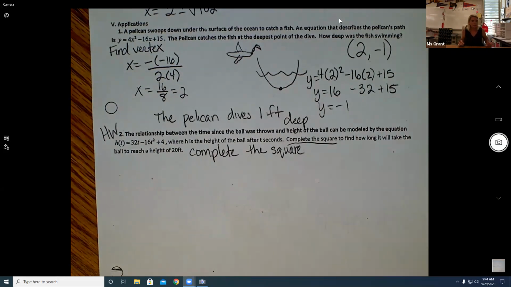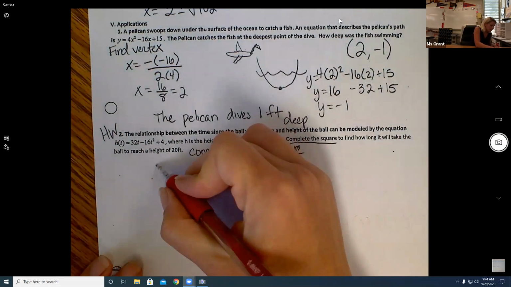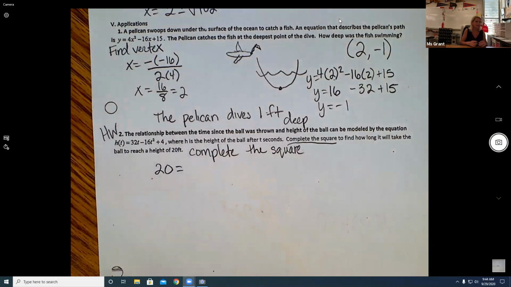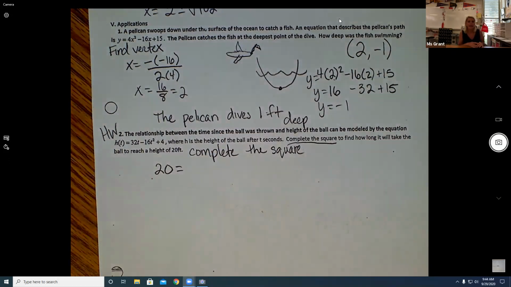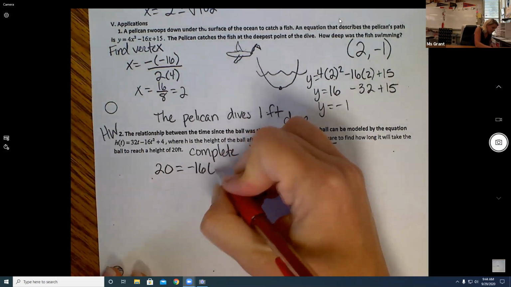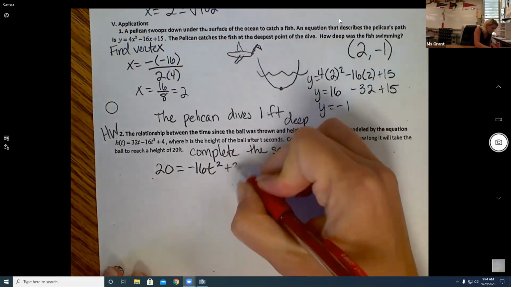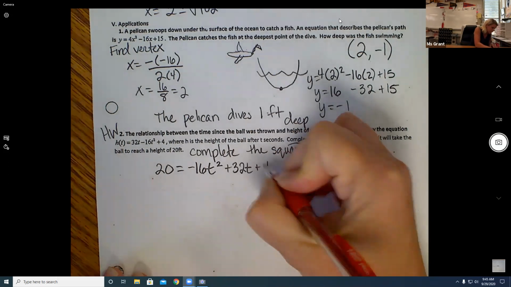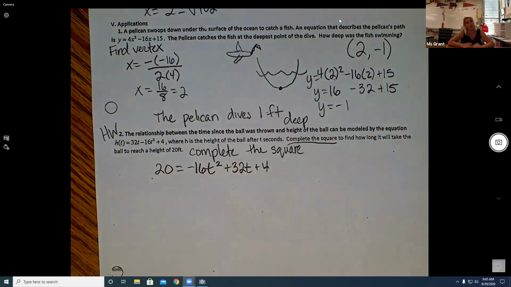So here's the deal. Set it up. If I want it to equal 20 feet, I'm going to set it equal to 20. Then I need to write the actual equation in the proper order, ax squared plus bx plus c. So rearrange: negative 16t squared plus 32t plus 4. That is the proper order. And then you complete the square with that one.